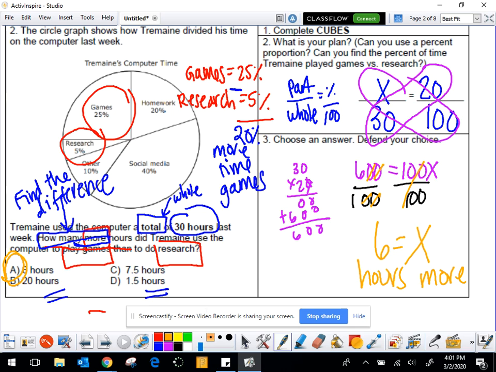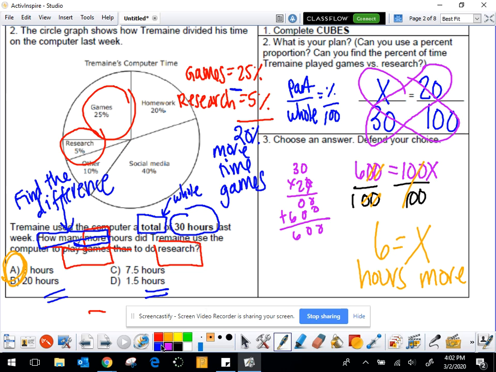And here is our solution. So the key here was the word how many more hours. That told us we have to compare. So we need to find the difference between games and research. Subtract, that's 20%. So we have to find 20% of 30.